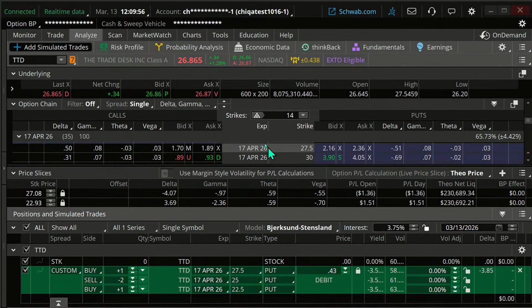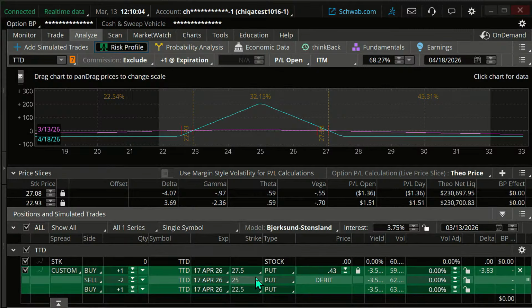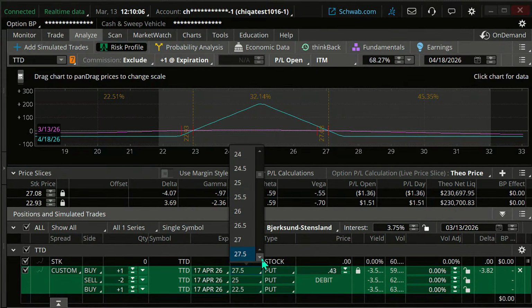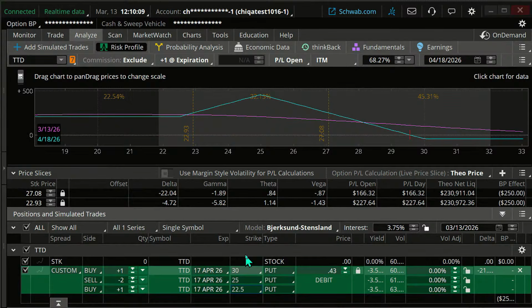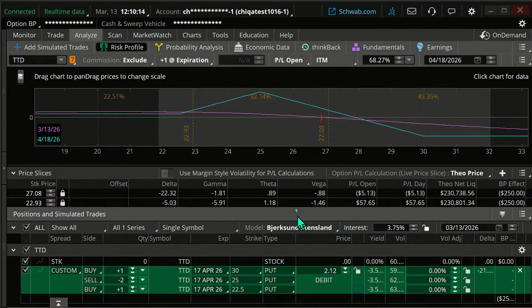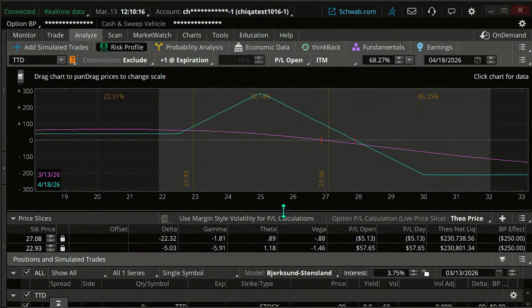27.50, 30, okay? 30 is the next strike up. So I can make this a 30 strike. And now let's look at what happens to our risk profile on this. Do you see how we shifted the graph? Now, Chris said, would making it an iron condor increase the probabilities?